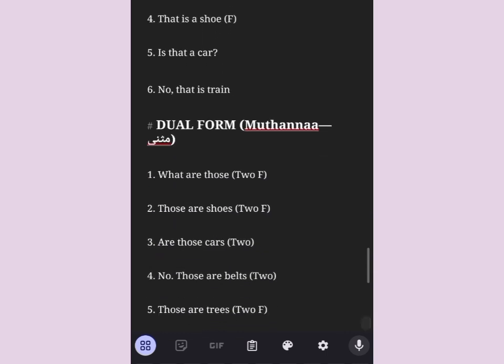The dual form, let's look at dual. You're going to translate the following. What are those? There are two things. Those are shoes. Are those cars? No, those are belts. Those are trees. Translate them into Arabic and submit your solution in the comment section.